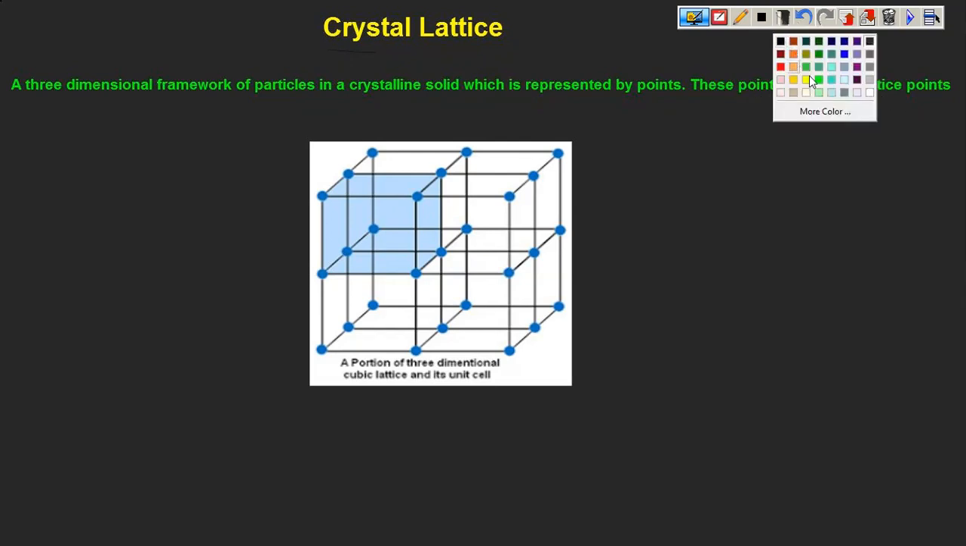So lattice points are those points which denote a particle within a solid.